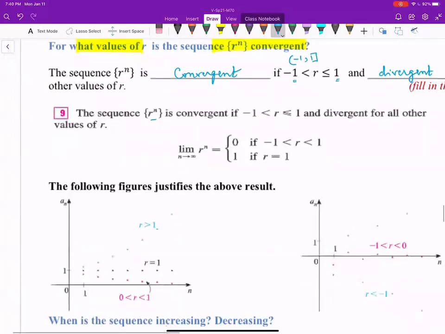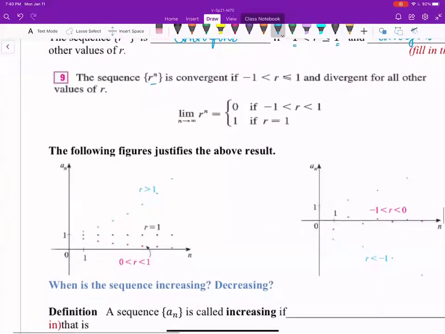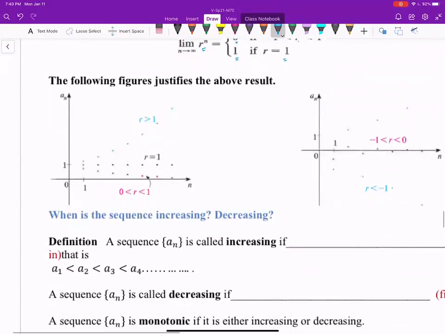So the sequence R to the n is convergent for R lying between -1 and 1 and divergent for all other values. So the limit as n approaches infinity of R to the n is equal to 0 when R lies between -1 and 1, and it is equal to 1 at R equal to 1. In either case it is convergent. Whenever R lies to the right of 1 or lower than -1, the sequence would be divergent.